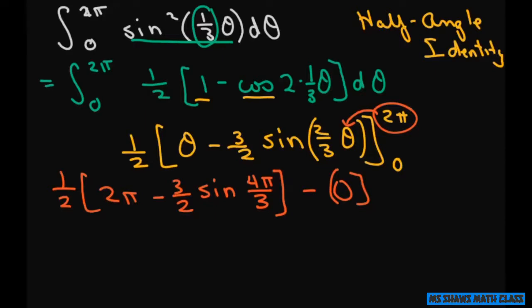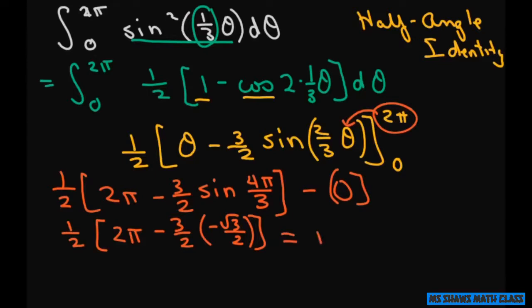Now let's simplify this further. You get 1/2 (2 pi minus 3/2, and sine of 4 pi over 3 is negative square root of 3 divided by 2). So let's take half of all this. That gives you pi. I'm distributing now.